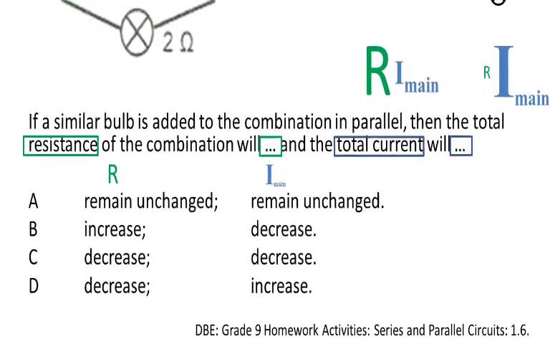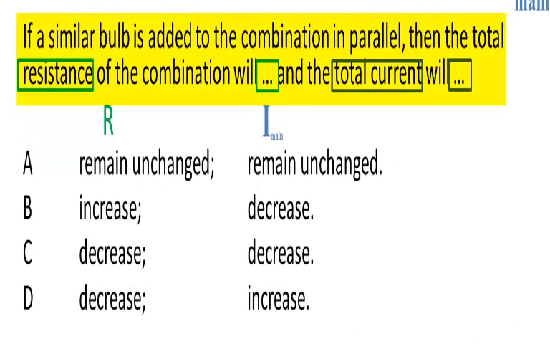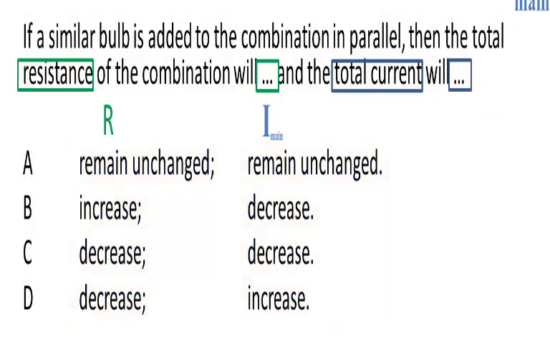Now just look at how this question is worded. It says, if a similar bulb is added to the combination in parallel, then the total resistance of the combination will, and the total current will. And then we have 4 options, and in each of the options there are 2 terms. So the first term is referring to the first will, which is about resistance. And the second term is referring to what comes after the second will, which is about total current, I main, in other words, current strength through the main part of the circuit.